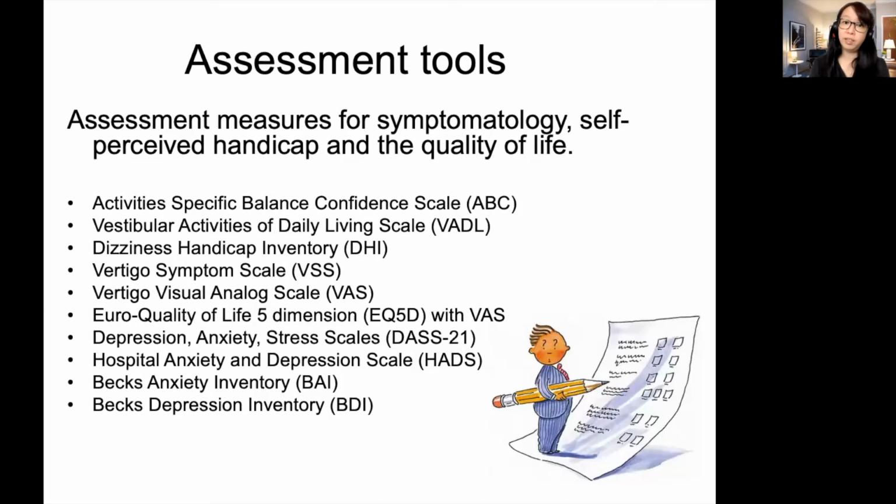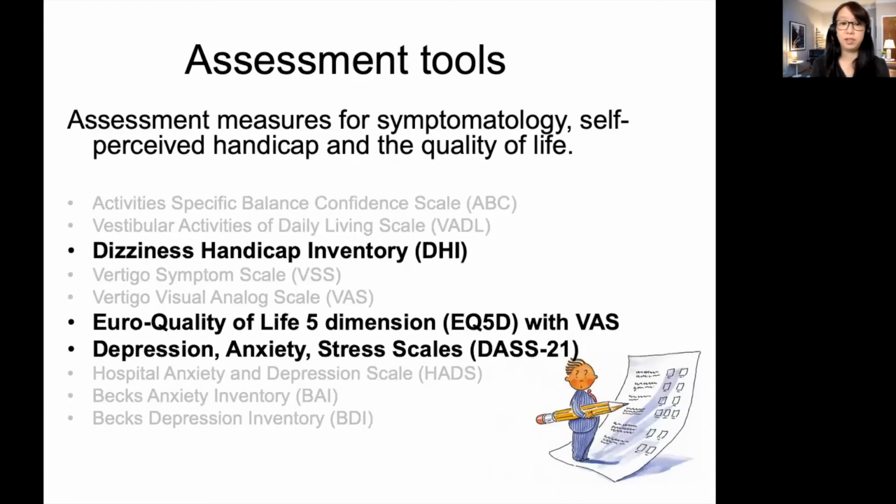So how do you know whether they're getting better or not? You need assessment tools. These assessment tools measure symptomatology, the symptoms they have, self-perceived handicap, which means things they are unable to do compared to previously, and quality of life. There are many forms available, and they're all validated. In Sungai Buloh, what we use is the Dizziness Handicap Inventory, EuroQol for quality of life, and DASS scoring. DASS is the Depression, Anxiety, Stress Scales.